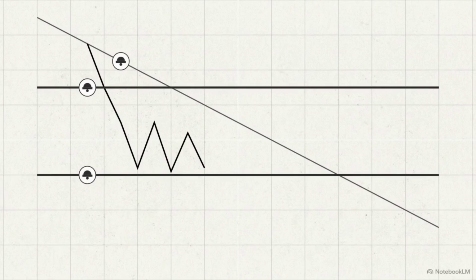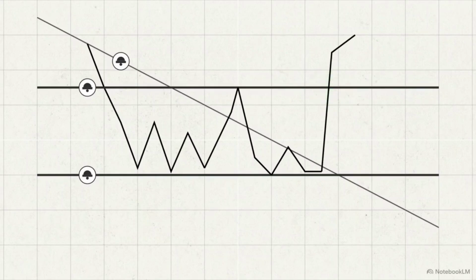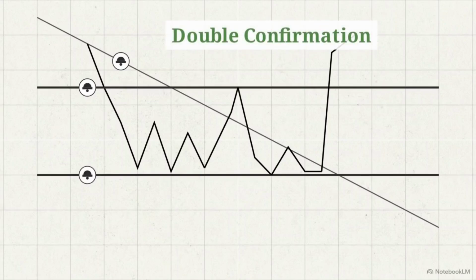Next, physically set your software alerts on both of these new horizontal bumpers, as well as your primary trend line. Here is the strict rule. You do not enter a position until the price physically breaks through both the trend line and the horizontal bumper. A trend line break alone might just hit resistance and bounce back down into the box. But when the price surges violently through both the angled trend line and the horizontal line simultaneously, you have your double confirmation. The market has definitively chosen a direction.